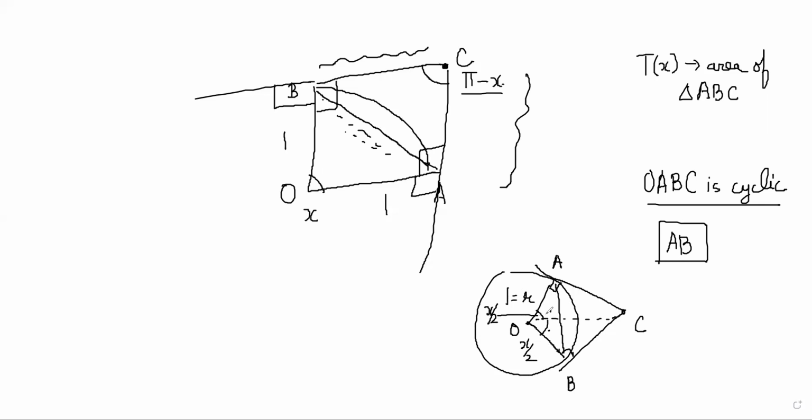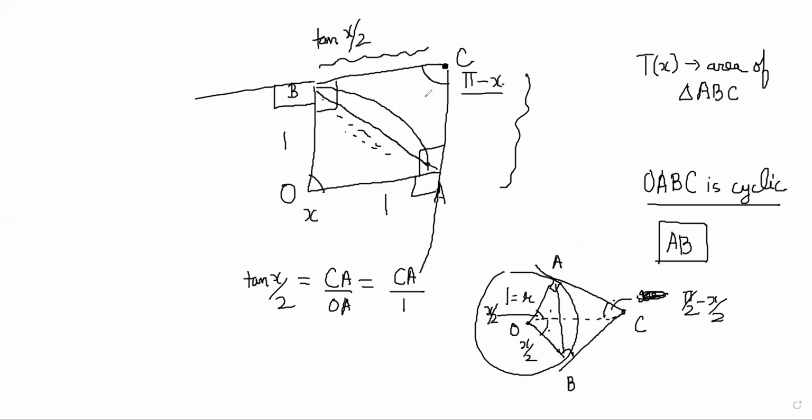Now you can just say this is 90 minus x by 2, or pi by 2 minus x by 2. You can just take ratios in this one. You can say tan of x by 2 will be this by this. Tan x by 2 will be CA by OA. Yeah. So CA by 1, CA is tan x by 2.